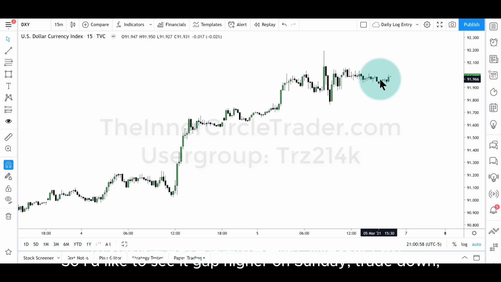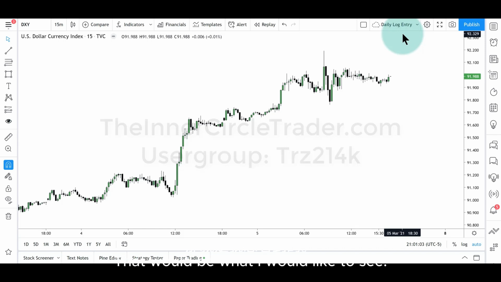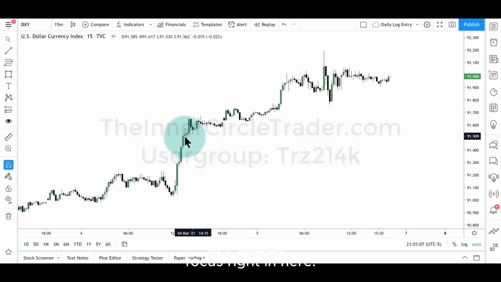So I'd like to see it gap higher on Sunday, trade down, and then resume going higher. That would be what I would like to see. But if it does need to retrace, focus right in here. Okay, it's better it doesn't do that. Let's go to the euro dollar now.